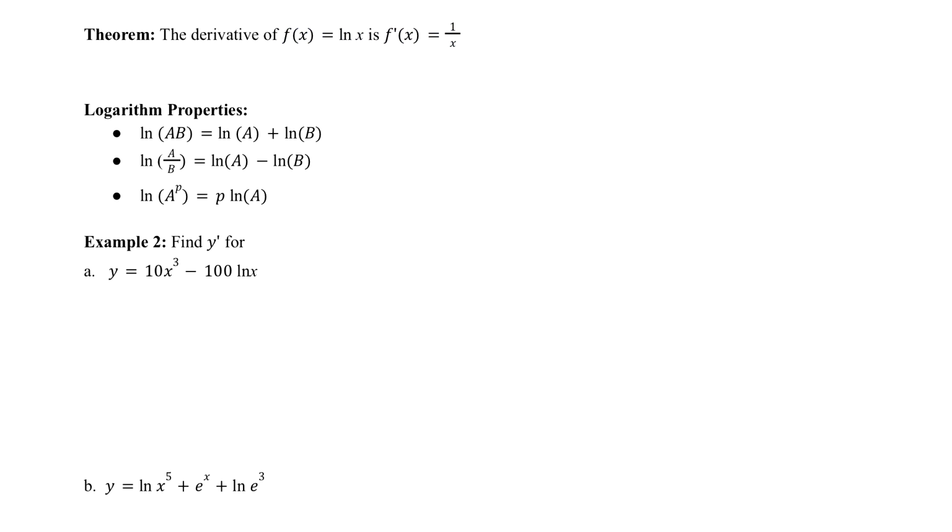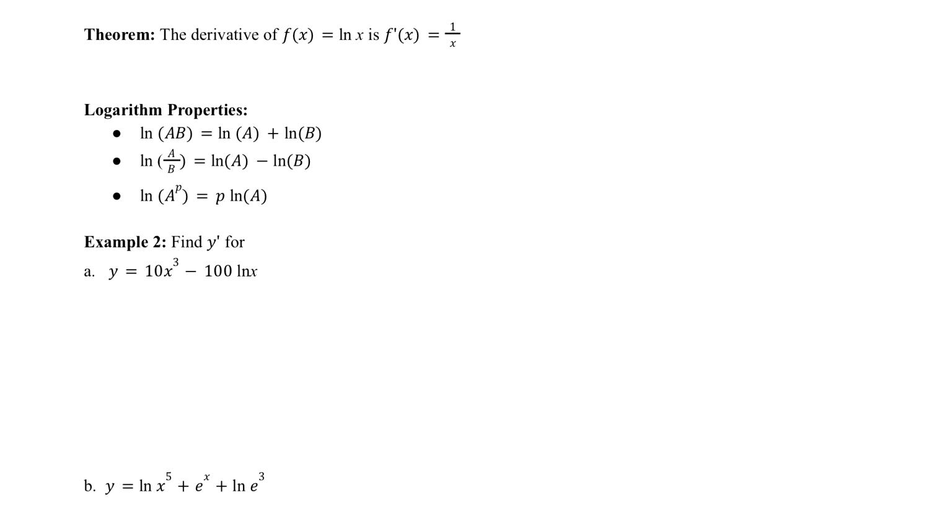Now, in order to make full use of this derivative rule, we do need to review some logarithm properties. Hopefully these look somewhat familiar from college algebra or whatever your last math class was, but just in case we need a refresher: if I have natural log of a times b, I can split that up into two separate logarithms, natural log of a plus natural log of b. Division works very similarly. If I have natural log of a divided by b, I can split that up into natural log of a minus natural log of b.